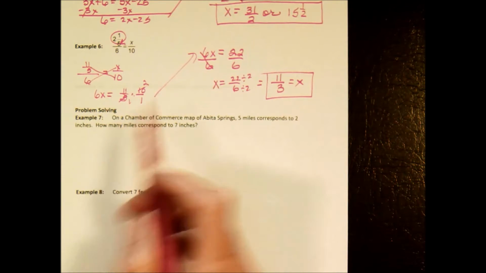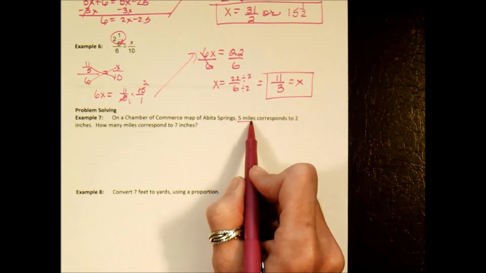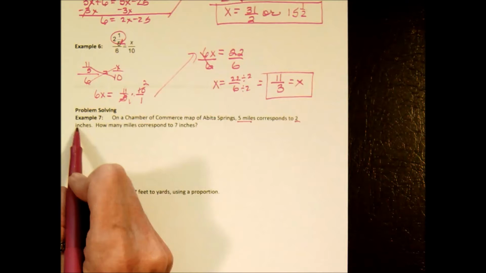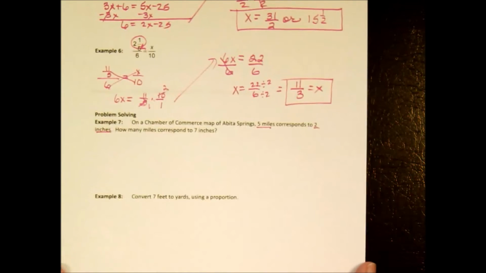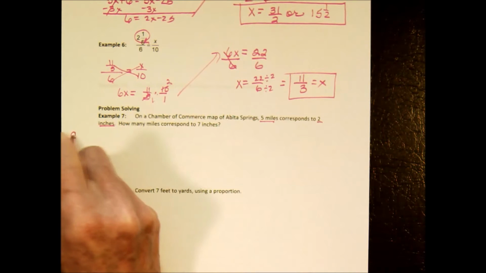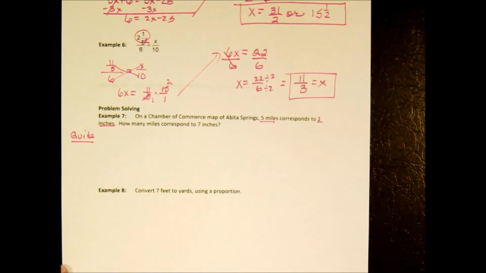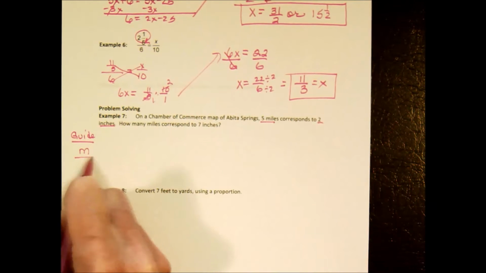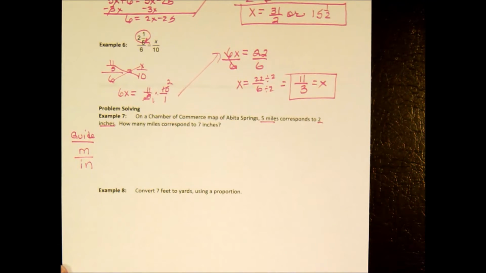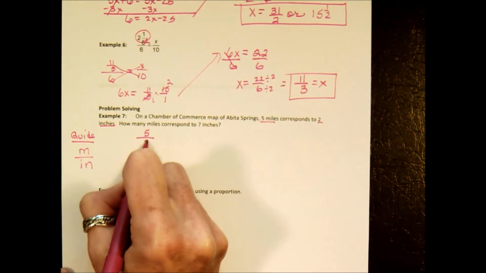Example 7, it says on a Chamber of Commerce map of Abita Springs, 5 miles corresponds to 2 inches. How many miles correspond to 7 inches? So on one of these, what you want to do is set yourself up a guide of what you're comparing. We are comparing miles to inches. So the miles on top, inches on bottom. That's what I chose. So the first one will be given to you. 5 miles corresponds to 2 inches.